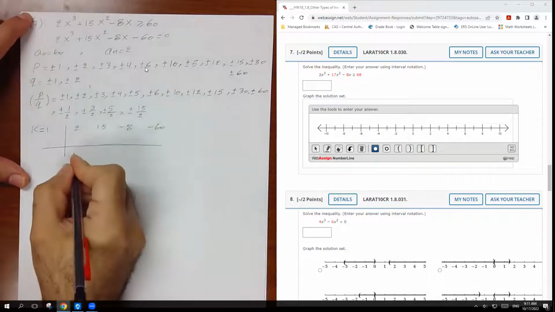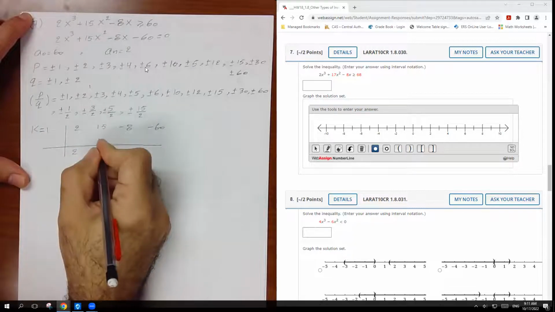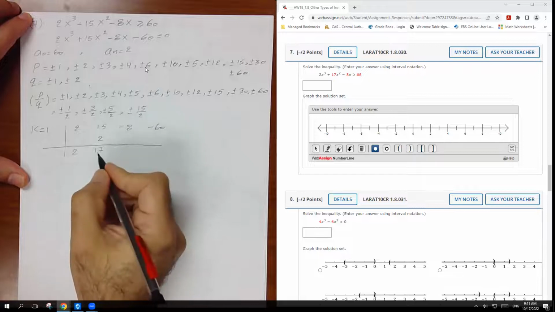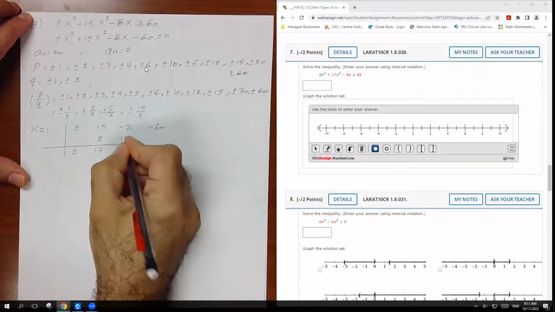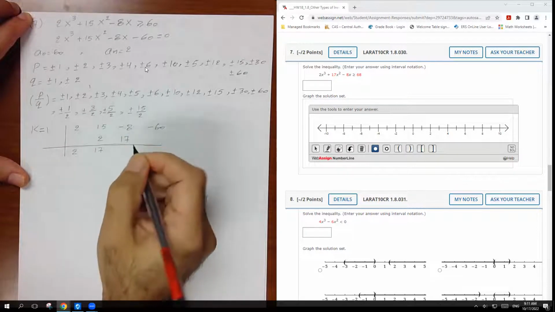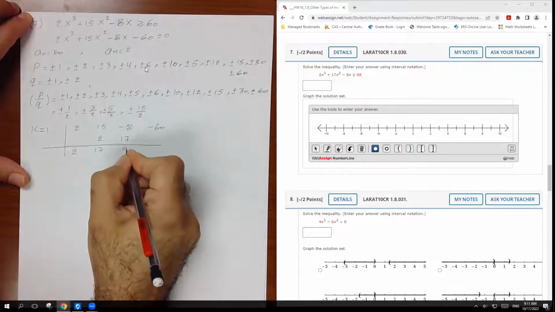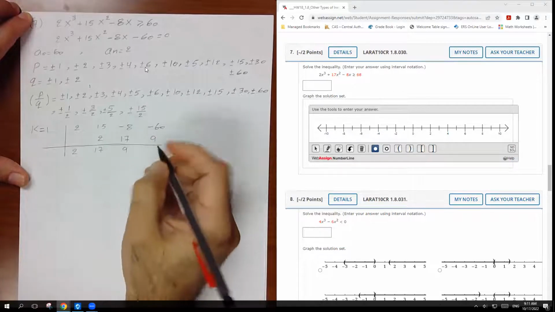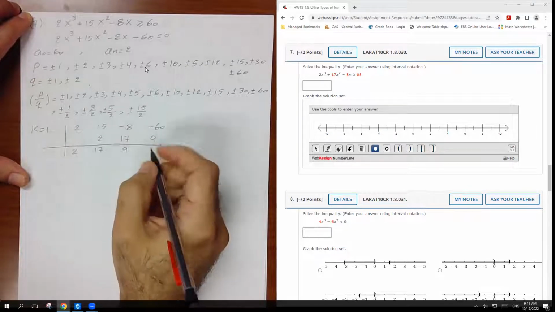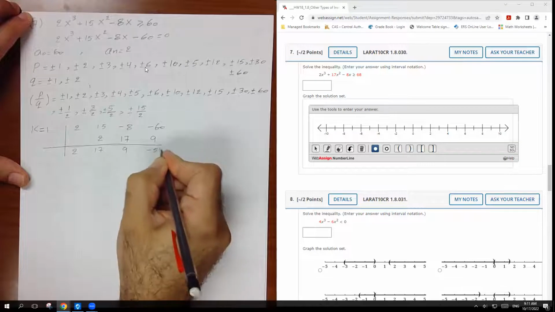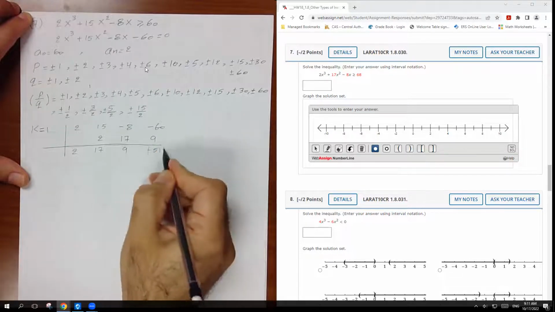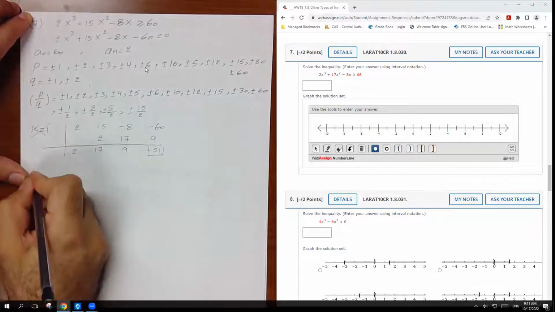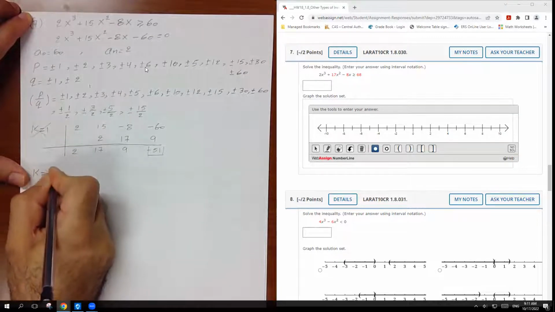So the first number is going to be 2. 1 times 2 is going to be 2. Add these two numbers, it's going to be 17. 1 times 17 is going to be 17. Add these two numbers, it's going to be 9. 1 times 9 is going to be 9. Add these two numbers, it's going to be -51. It's not 0. The remainder is not 0, so I'm not going to choose this one. I'm going to choose k equal -1.